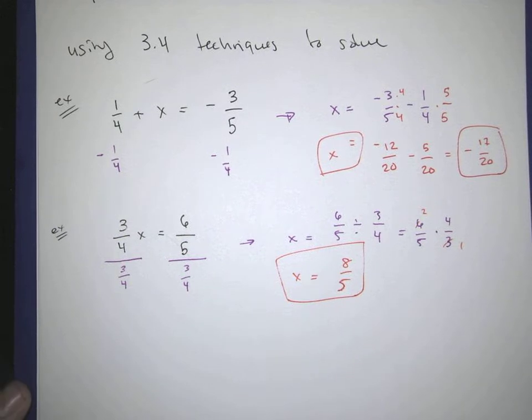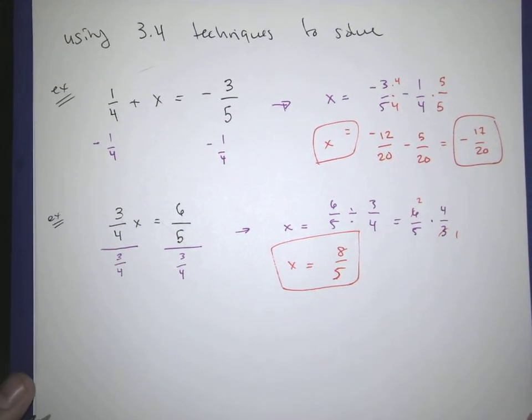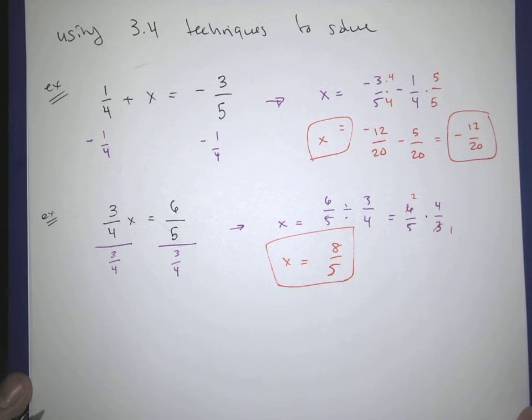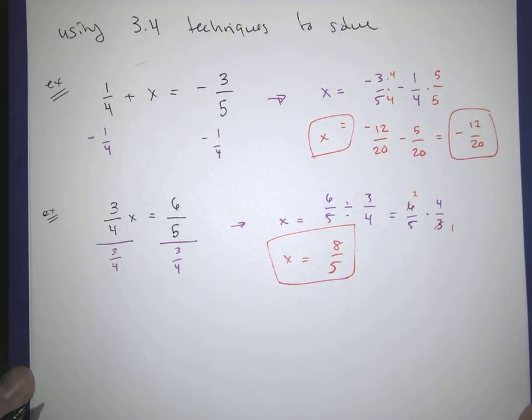So the one-step type equations, we can just do one move and we get the answer. Addition, subtraction, we still need common denominators. Obviously, that's never going away, ever. As long as we're alive, I guess.